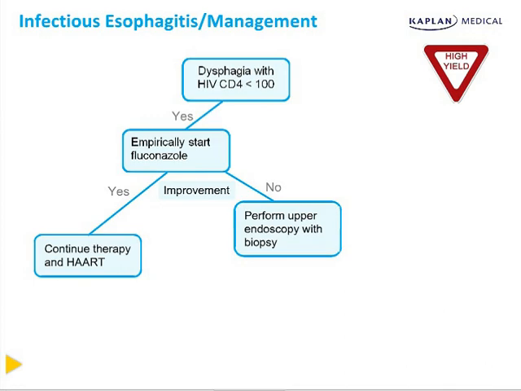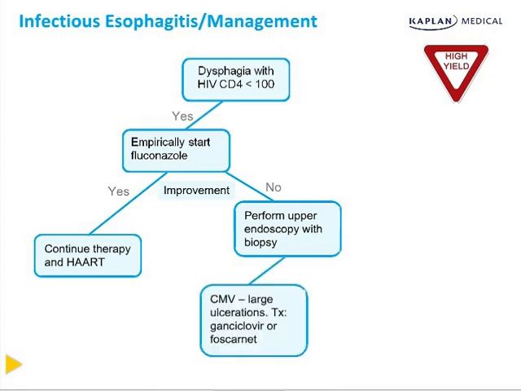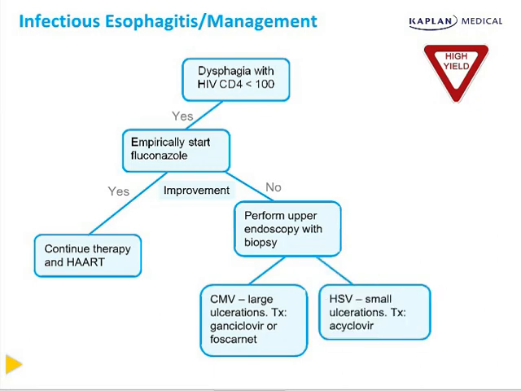So therefore what you do is you perform an endoscopy and take biopsies. This is going to show one of two things. It will either show large ulcerations in the mucosa. This is going to be CMV. You treat CMV first line with ganciclovir. Second line is foscarnet. If you perform an endoscopy and you see small, shallow, multiple ulcerations, then that's herpetic esophagitis. You treat this with acyclovir.